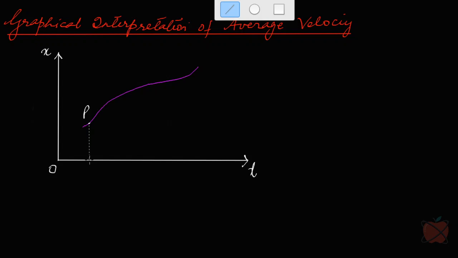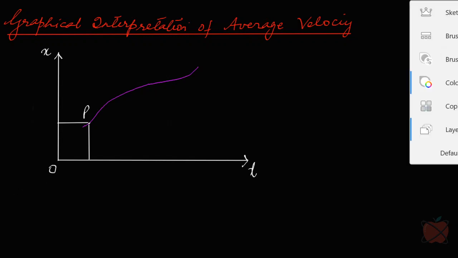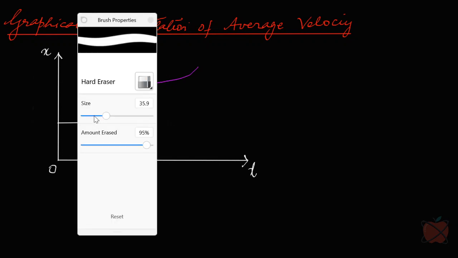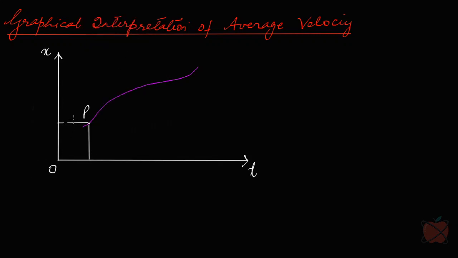At time t1, we drop a perpendicular from point P on the position axis, and it will give the position of the body. Let me take a rubber here and reduce the size. So this P means that at time t1 the position of the body is x1. Basically, from here till here is x1 and from here till here is t1.